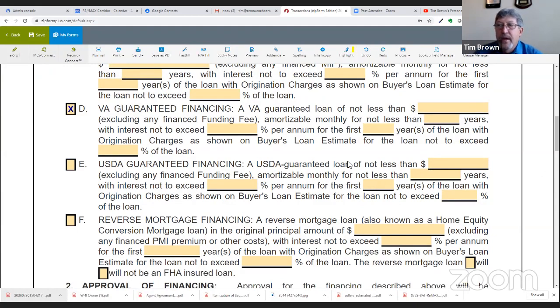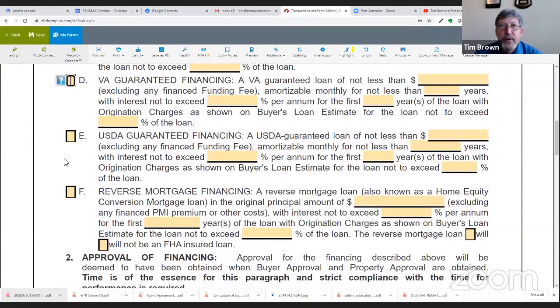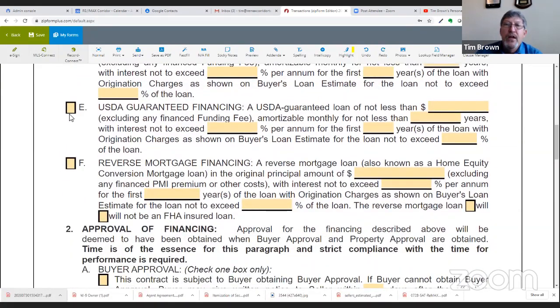That's what's going to go on page 1, and that's what's going to go in this line here. Again, amortizable for not less than, generally 30 years, interest rate not to exceed, like I said, nowadays 3.5%, 4% for the first 30 years of the loan, and with loan origination charges not to exceed, again, 1 or 2% of the loan. Very simple process with VA, great loan product for your buyers if they qualify.